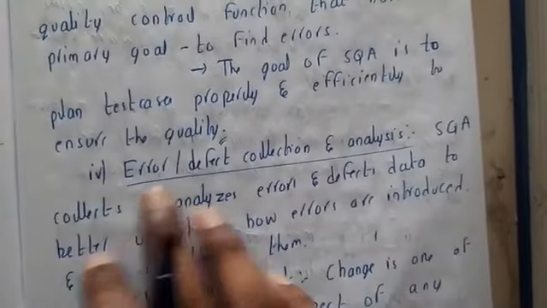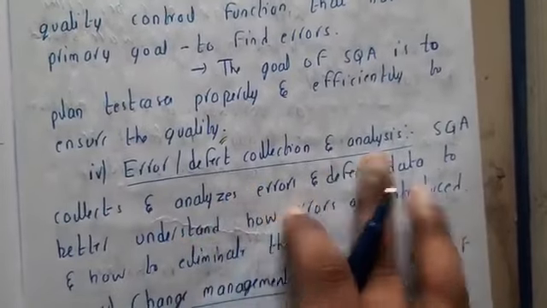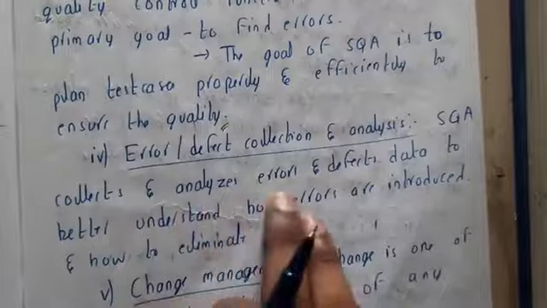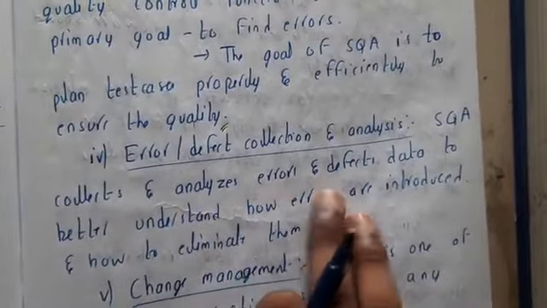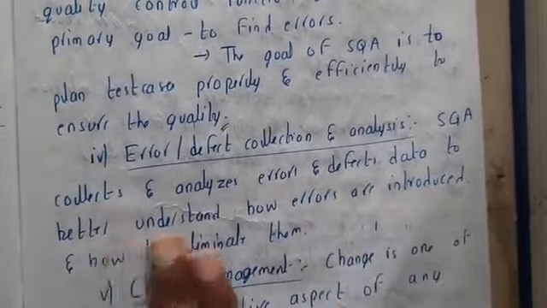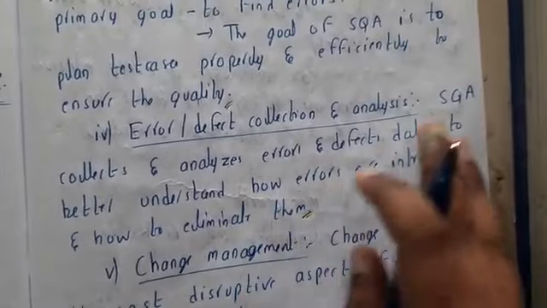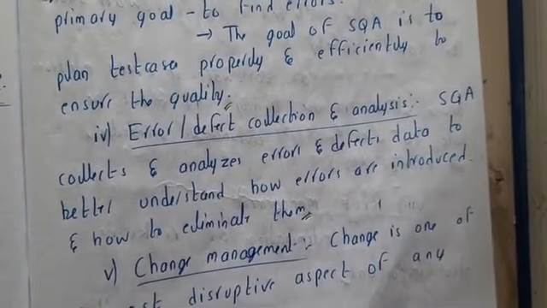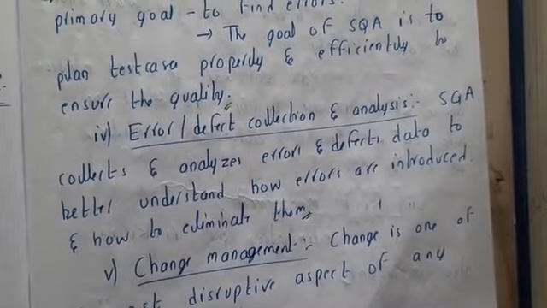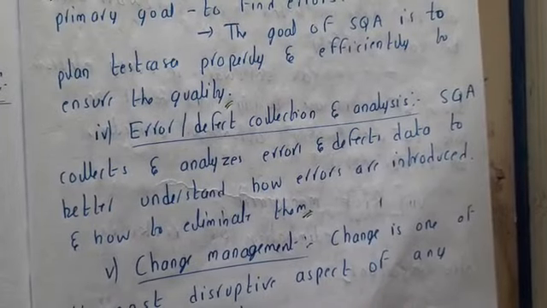Okay, error or defect collection and analysis. SQA collects and analyzes error and defect data to better understand how errors are introduced and how they are eliminated. So again, you will be analyzing how the errors are coming and how you are resolving them. You'll be making a note of everything.